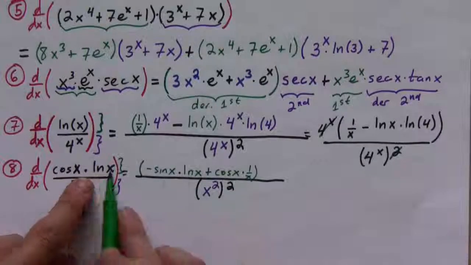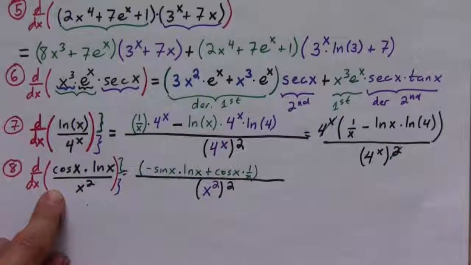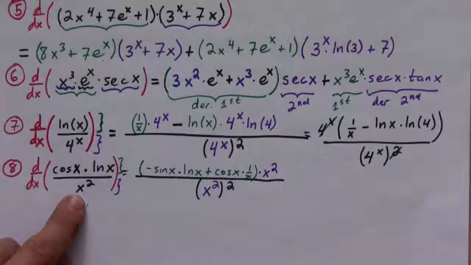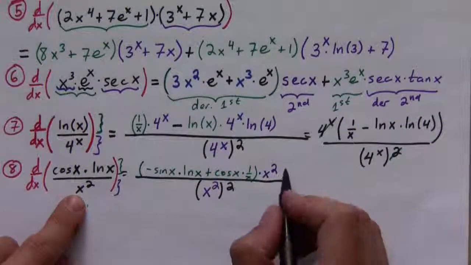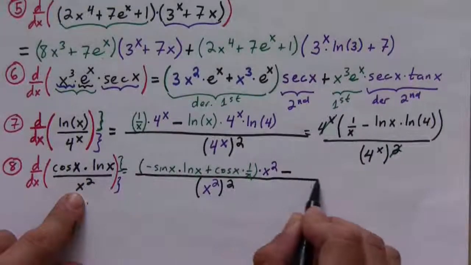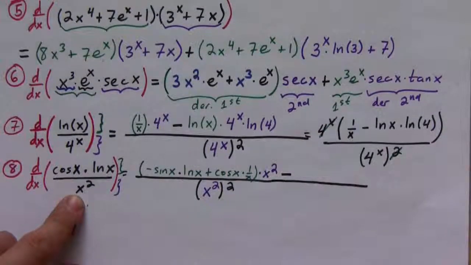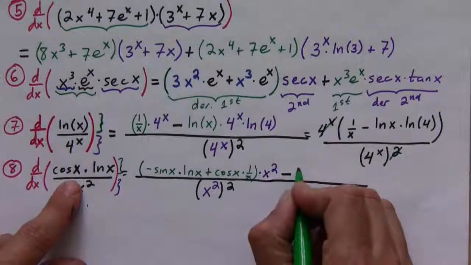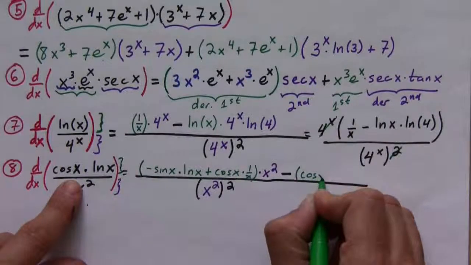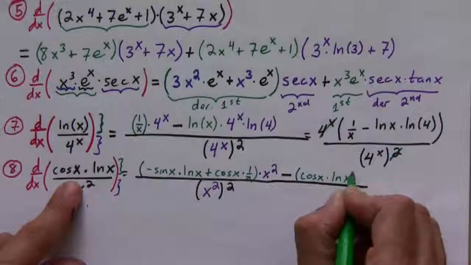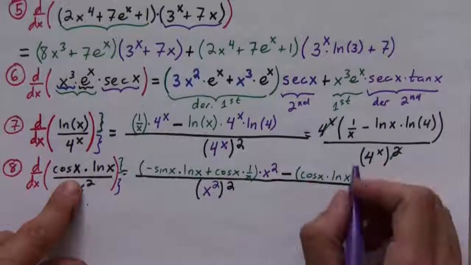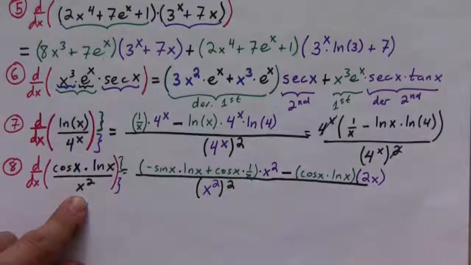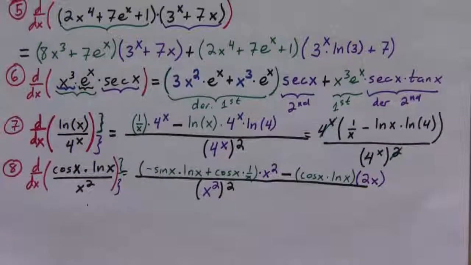Now all of that is the derivative of the top, and then we multiply this by the bottom, leaving it alone, minus, remember the quotient rule has a minus, the top we leave it alone, cosine of x times ln of x, times the derivative of the bottom, which is 2x. And that's it. Painless.